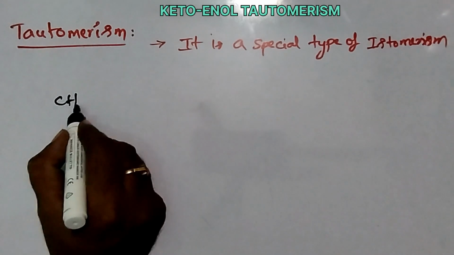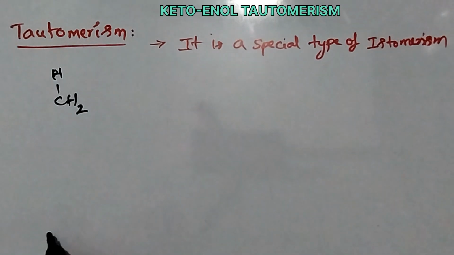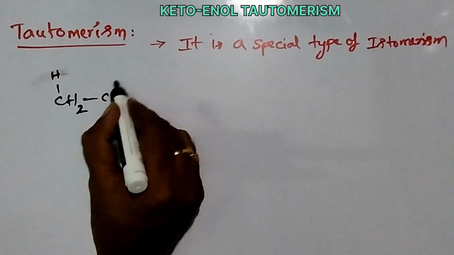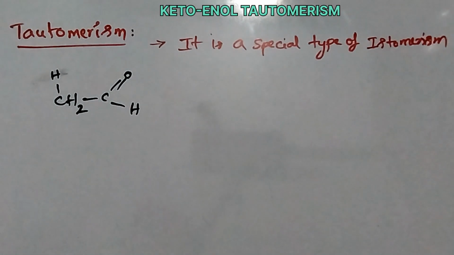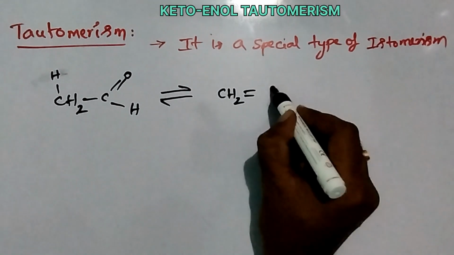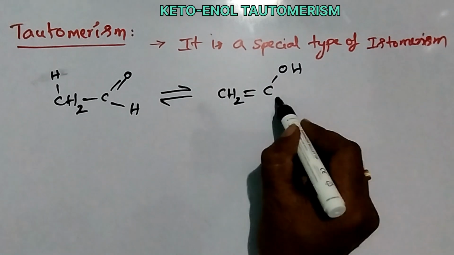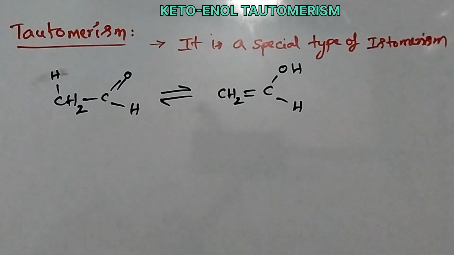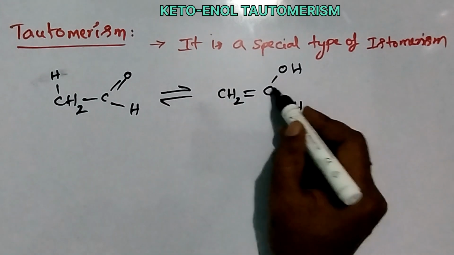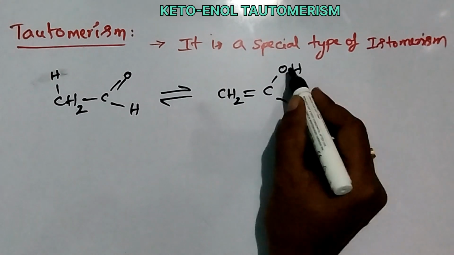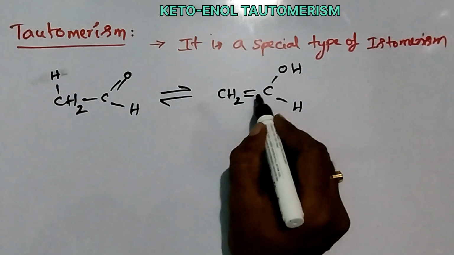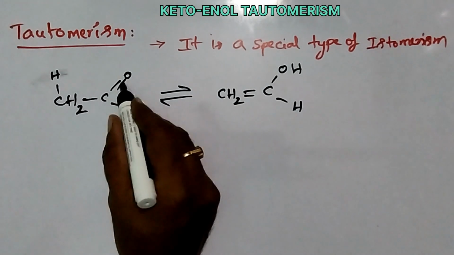CH3, C double bond O, H, reversible with the CH2 double bond OH and H. So in these two forms we can see the C double bond O, carbonyl oxygen and carbon, here oxygen with an OH hydrogen, then here carbon, same as sp2 carbon, but a carbon double bond with another carbon, here carbon double bond with the oxygen.